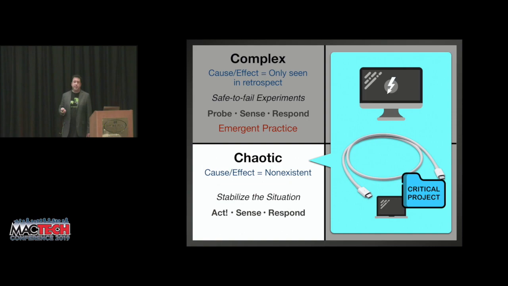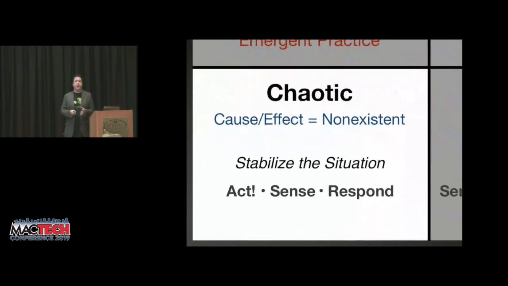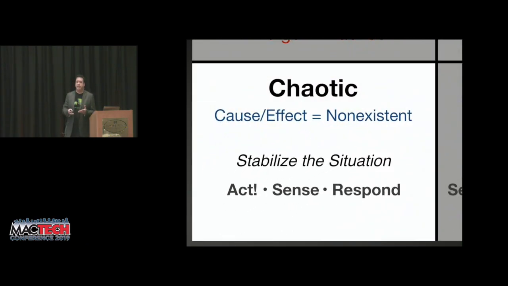So now that this problem has been stabilized, rebuilding the iMac is still something that needs to be done, but it's something that can be done using either good or best practices. So chaotic problems are solved using novel practices, where often you come up with new or original ways to stabilize the situation.